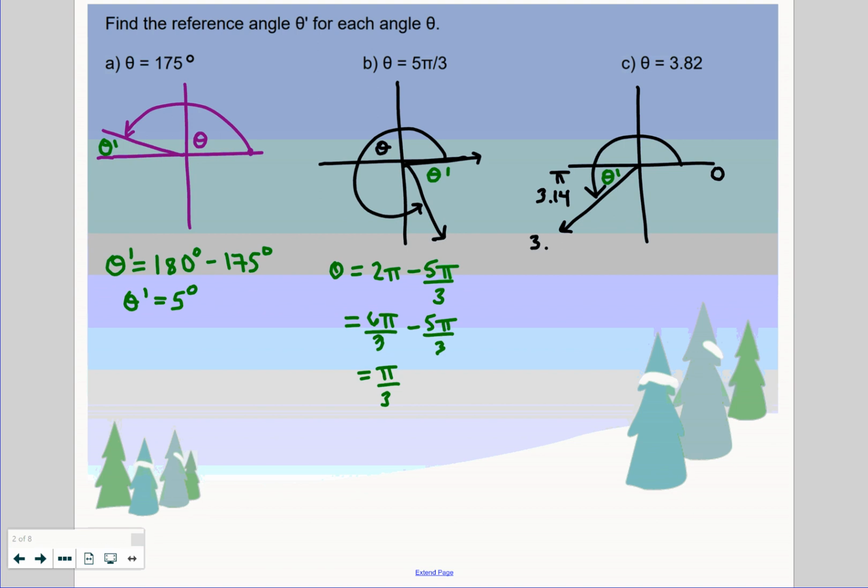3.82 was this guy, and it went past the x-axis, which was about 3.14. So you can see that theta prime, all I have to do is find the difference in those two numbers. This time I'm going to do 3.82.